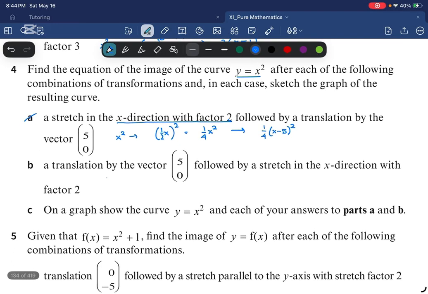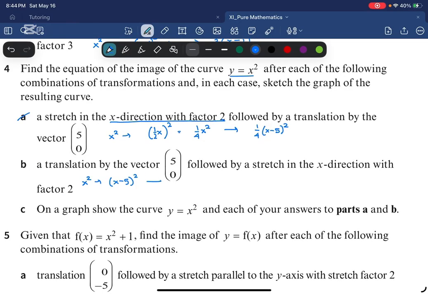A translation by the vector, so I have x squared, the translation gives me (x minus 5) squared, followed by a stretch in the x direction with the factor of 2. So that means I multiply x by a factor of half. So if you work it out, these two expressions are not the same. That means the order matters here.